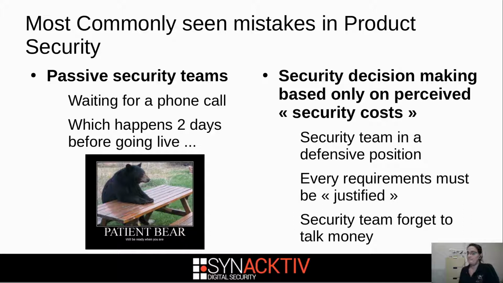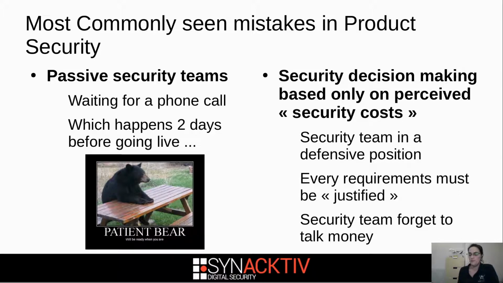Again, another mistake I've seen is security decision making based only on perceived security cost. What I call security decision making is when a project must decide whether or not to implement a security function, whether or not to follow a security recommendation. And most of the time, what happens is a security team says, hey, we should do that. Someone in the project says, yeah, but it costs 2 million. And that's all. That's finished.